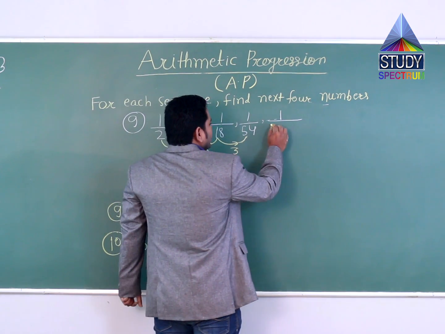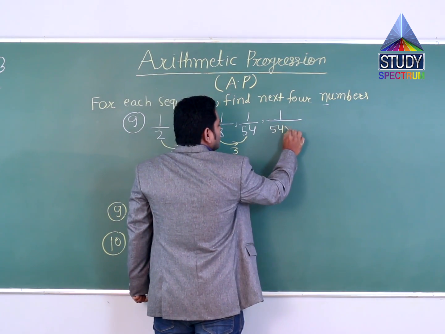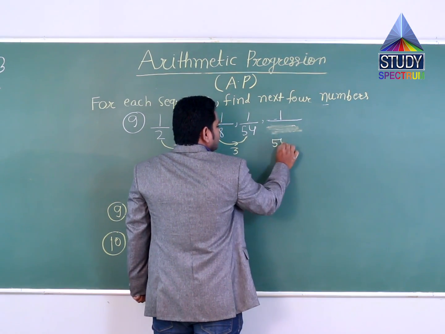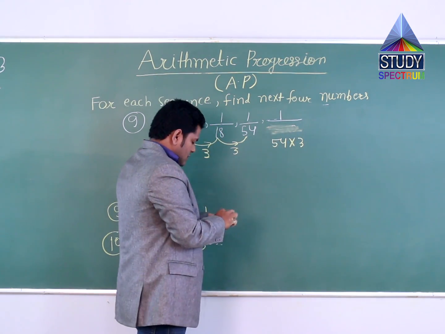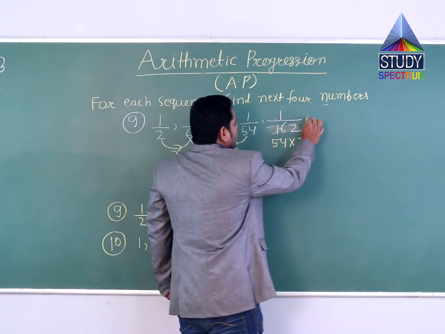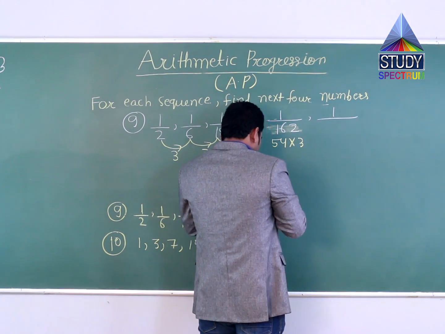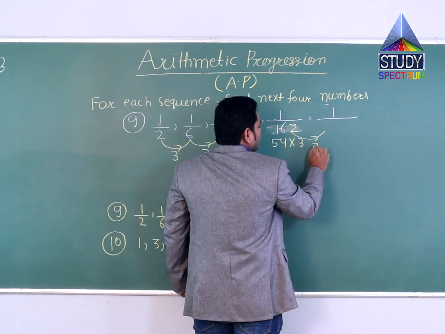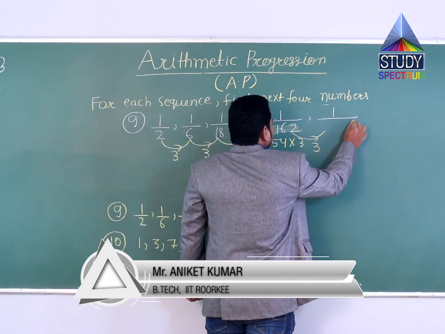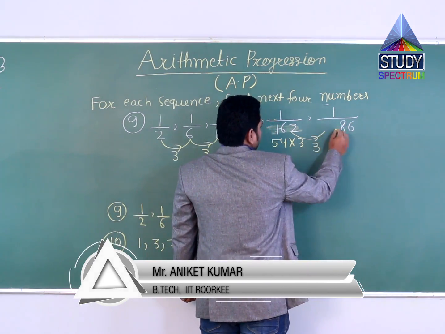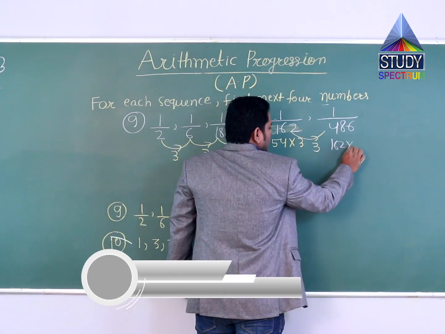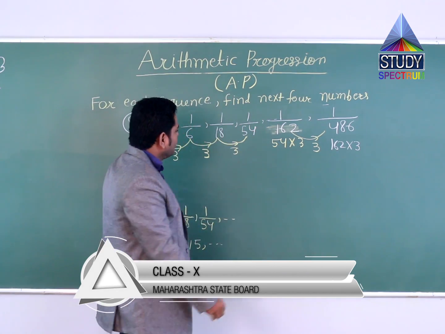So this will be 54 into 3, which will be 162. What will be the next one? 1 by, this will be 3 into the denominator of the preceding term. So this will be 162 into 3, we are multiplying: 6, 8, 4. And what will be the next one?